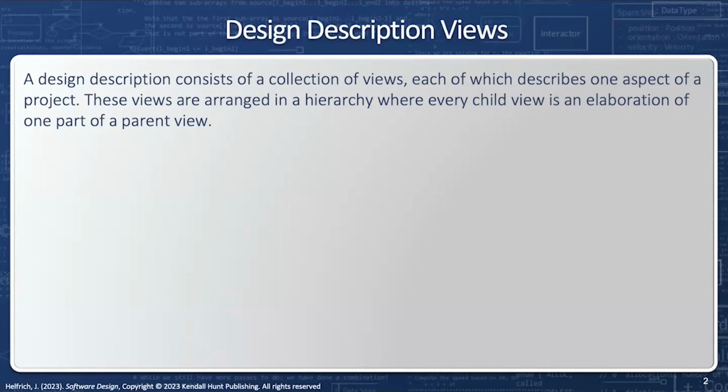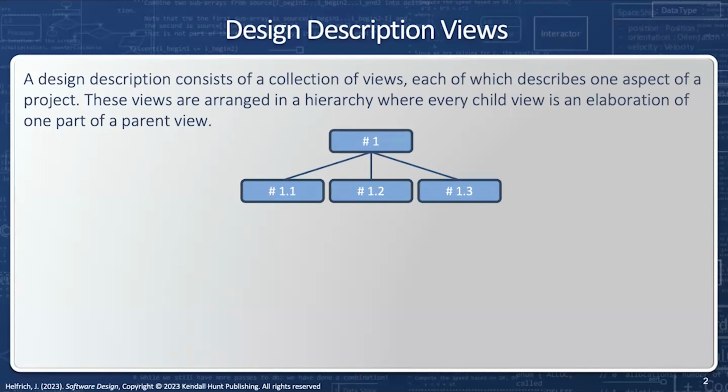A design description consists of a collection of views, each of which describes one aspect of a project. These views are arranged in a hierarchy where every child view is an elaboration of one part of a parent view. So we're going to start with our overall system view, view 1, and it's going to have three subviews, 1.1, 1.2, and 1.3. And each one of these is going to explain a specific aspect of the overall view.